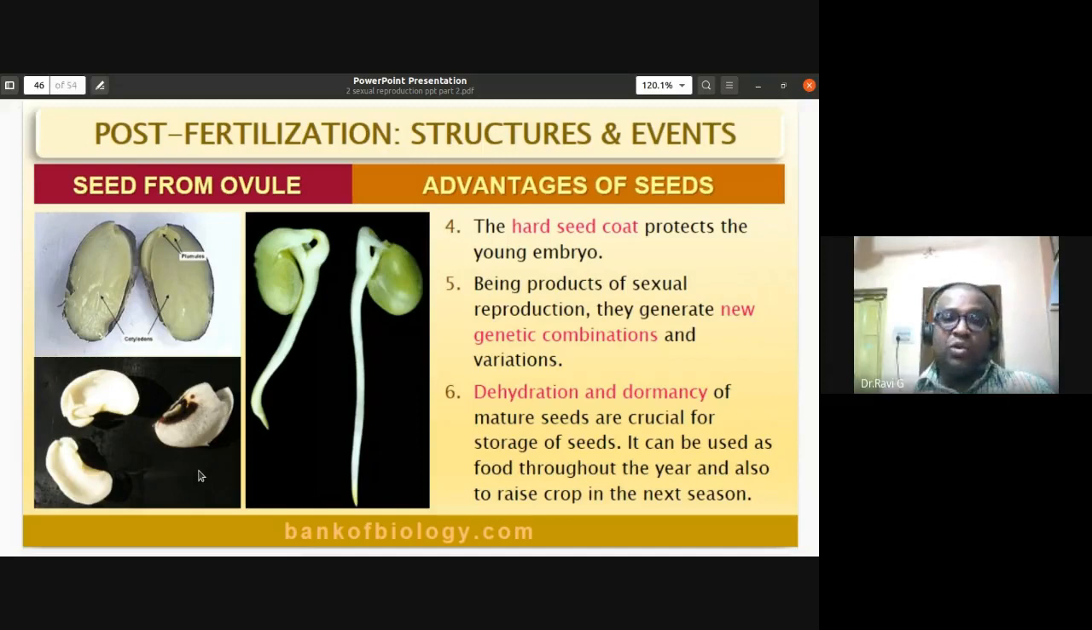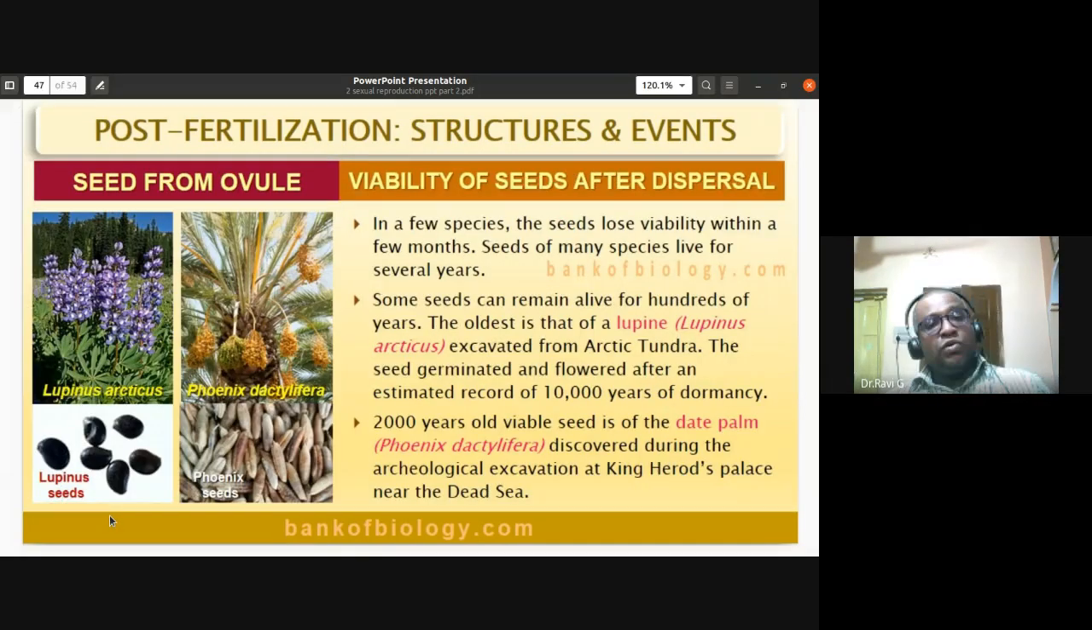And we can also sow the selected seeds for the next season to raise the crop. So that is the advantage of seed. In a few species, the seeds lose viability within a few months. For some of them it might be a few days. It varies from species to species. Viability means their capability to undergo germination.